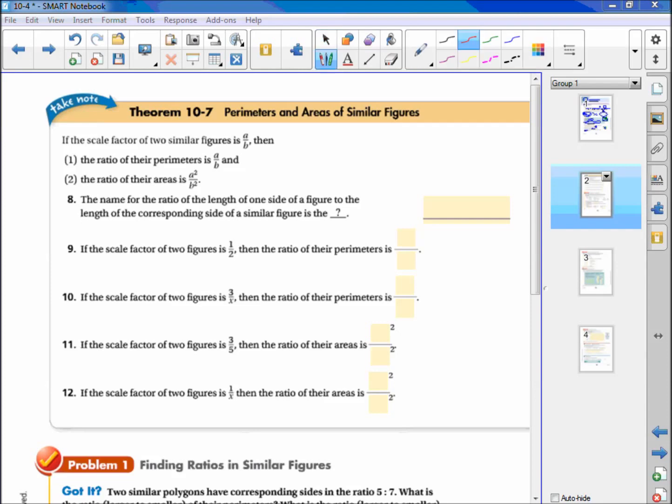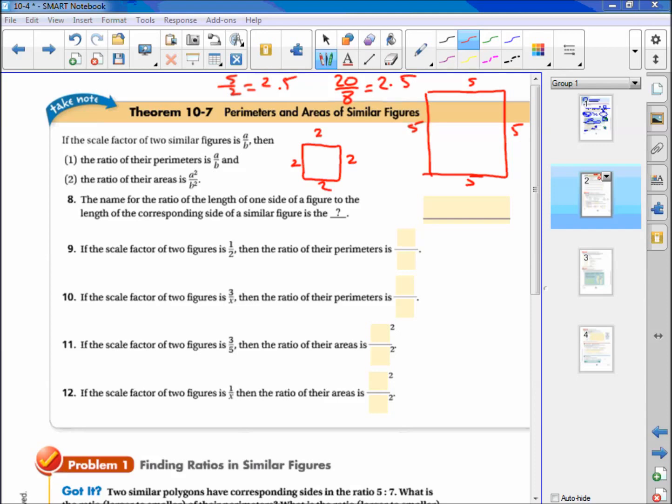Let's go back to our default square here. It's easy to see similar figures for them. So here's a square that has sides of 2, 2, 2, and 2. And that's definitely going to be similar to a square that has sides 5, 5, 5, and 5. Okay? So the ratio of one of the sides, the new one to the old one, is 5 to 2, which is 2.5. So let's check their perimeters. The new perimeter is 20. The old perimeter was 8, and if you reduce that, you also get 2.5.